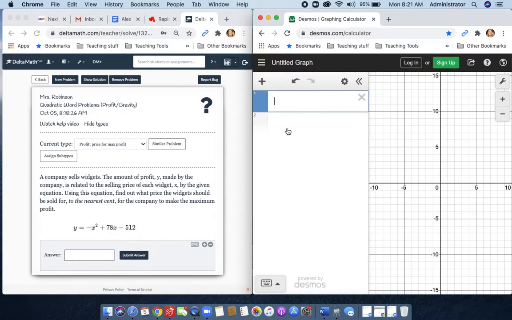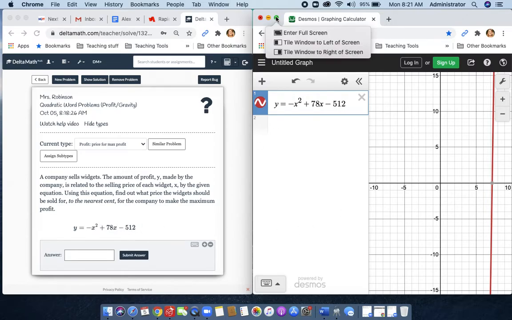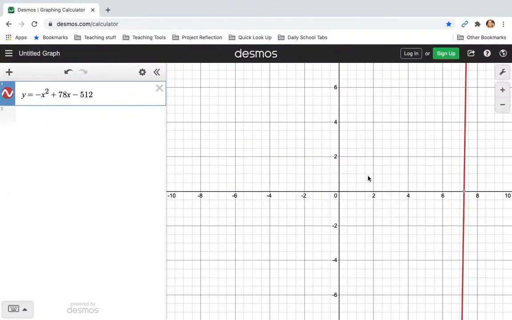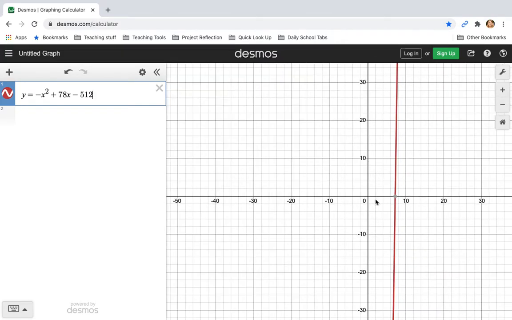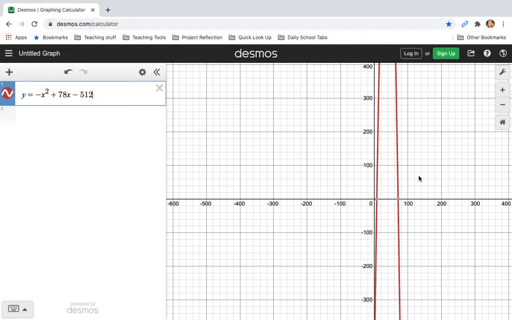So now I'm going to open up Desmos, and I'm going to type in our function, negative x squared plus 78x minus 512. So remember, you can always pause me anytime. I'm going to open this up, and it comes down here, and I'm in this kind of negative 10 by 10 window. I need to kind of take my fingers and pinch them together to be able to see the parabola.